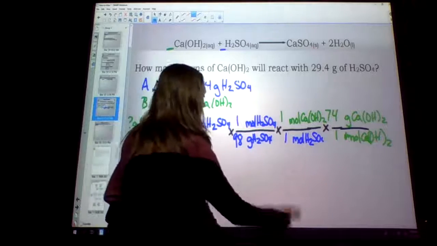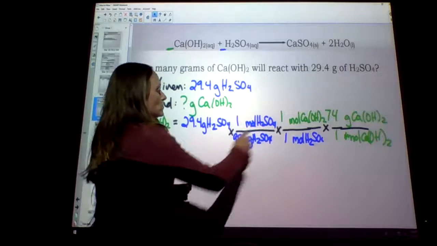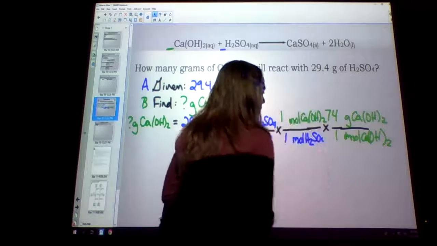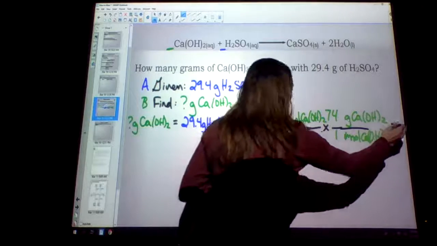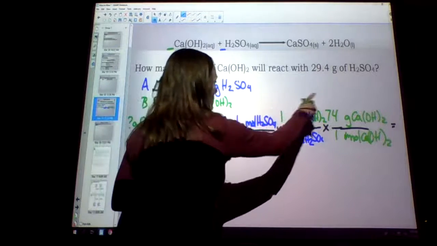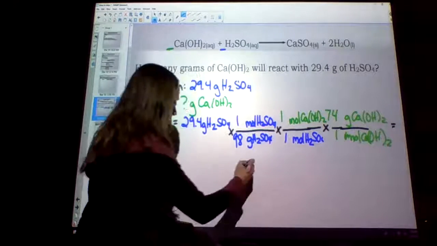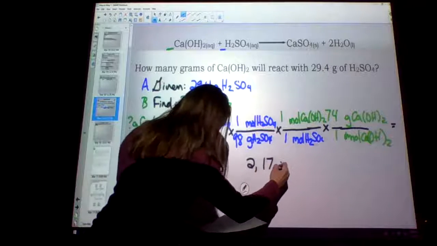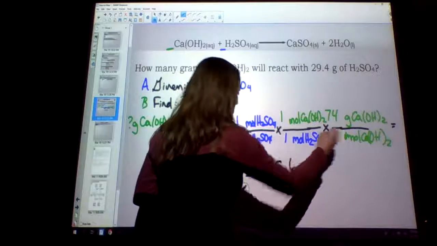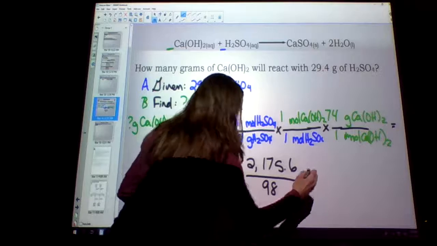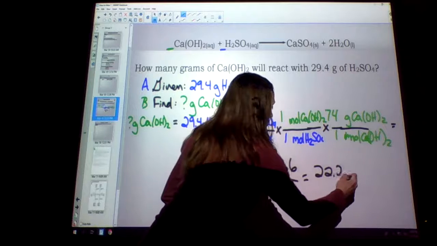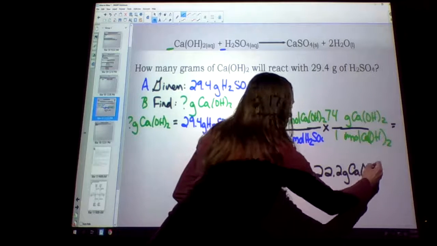If you look, grams of sulfuric acid cancel, moles of sulfuric acid cancel, moles of calcium hydroxide cancel, and you're left with your mass. To solve, you multiply everything on top: 29.4 times 1 times 1 times 74. Then multiply everything on the bottom: 98 times 1 is 98. Divide the top by the bottom, and your final answer will be 22 grams of CaOH2.